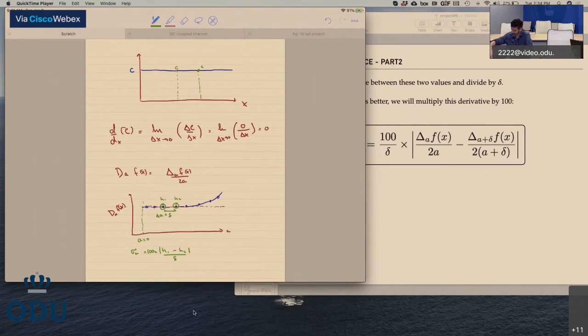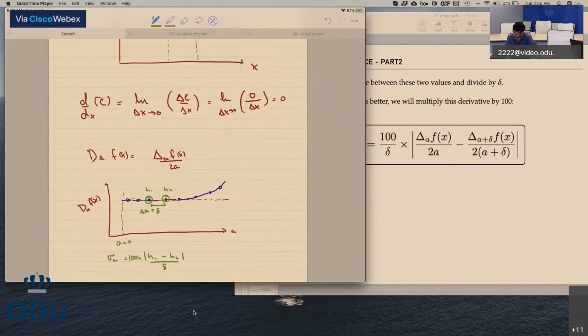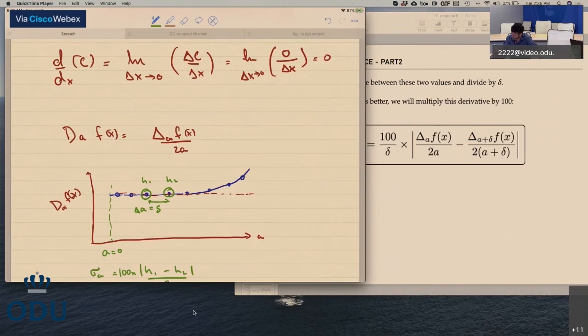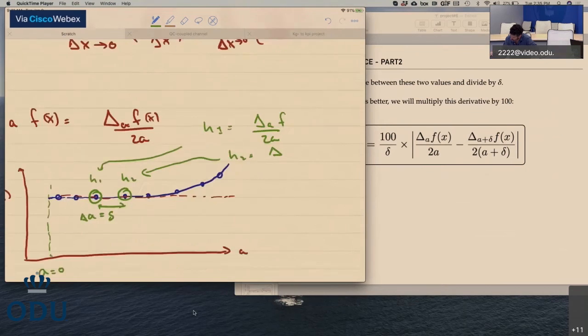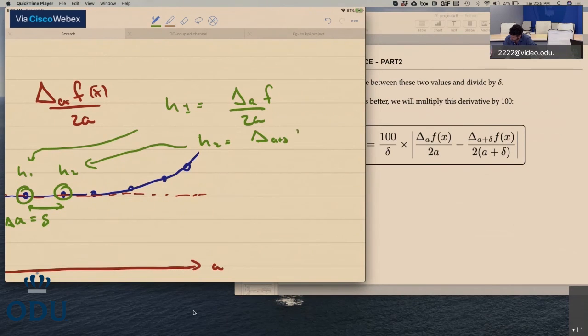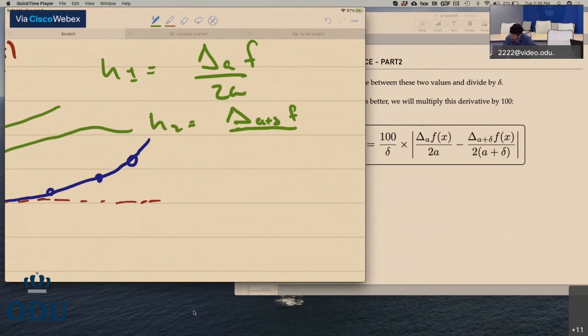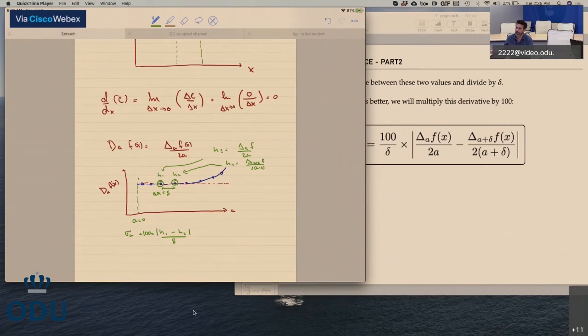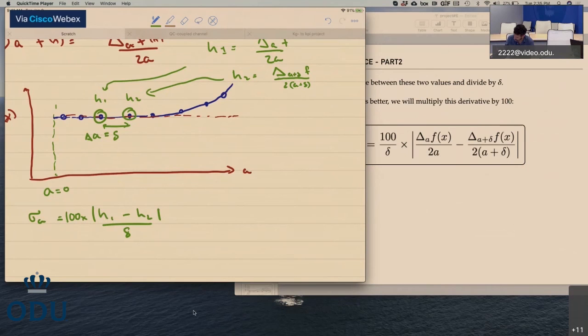So the point is that these points, h of 1 is going to be equal to delta a f divided by 2a. And h of 2 is equal to the derivative with respect to a larger value of a, which is a plus delta divided by 2a plus delta. And so the sigma that I wrote down is equal to 100 divided by delta.